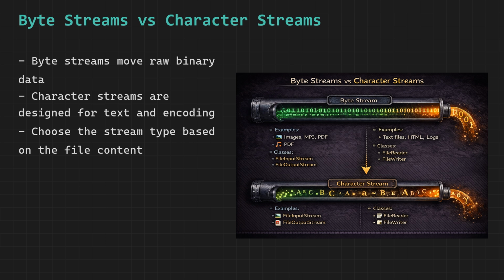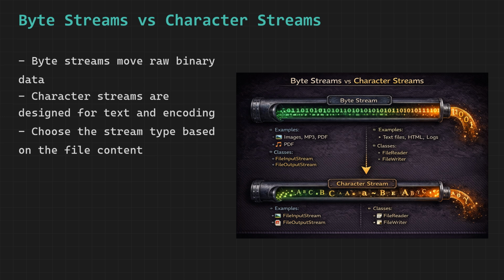Since Java uses Unicode internally, which is a system that represents letters, symbols, and characters from every language in the world, character streams are designed to handle text data correctly and safely. They understand how to convert between raw bytes and characters using the appropriate encoding so that letters from any language are never scrambled or lost during the process. These classes always end with the words reader or writer, such as FileReader and FileWriter.